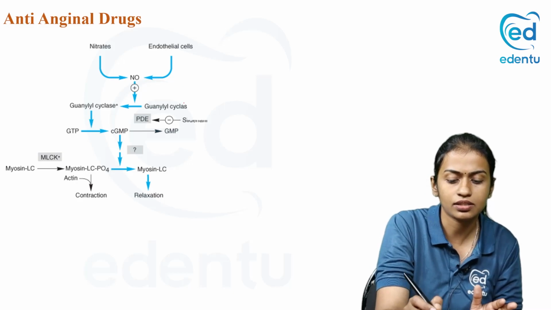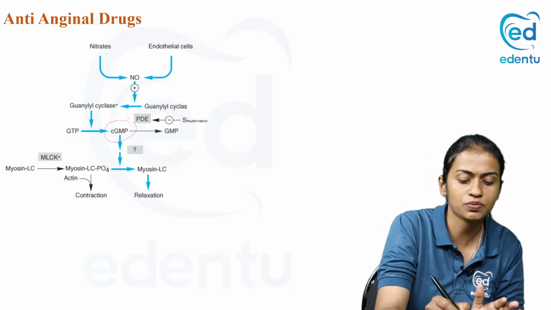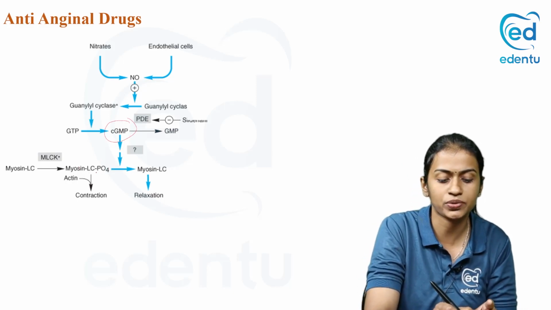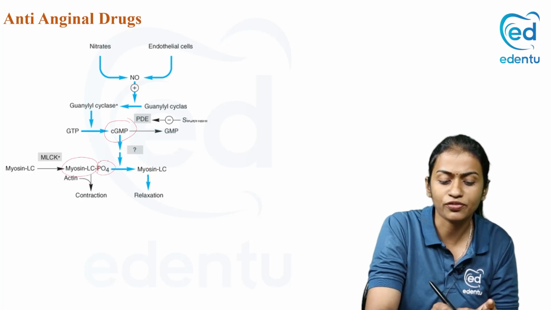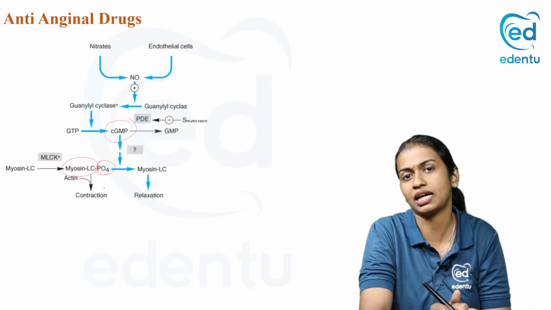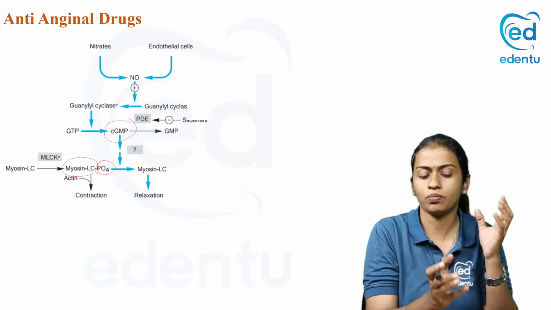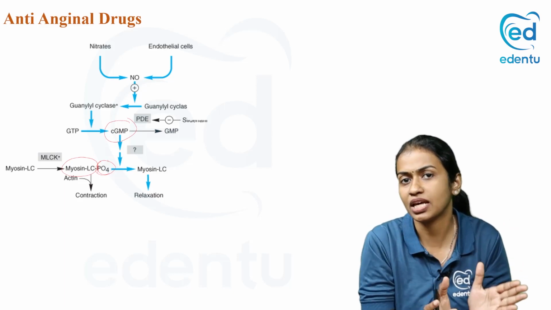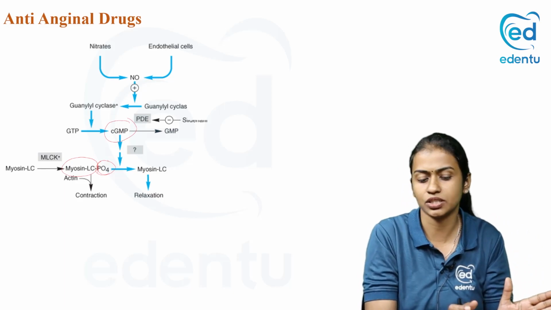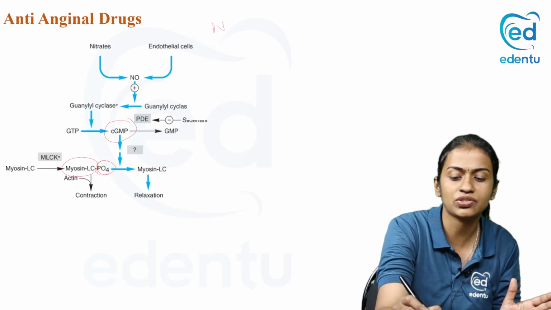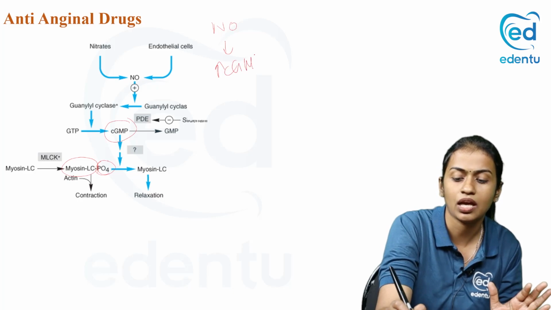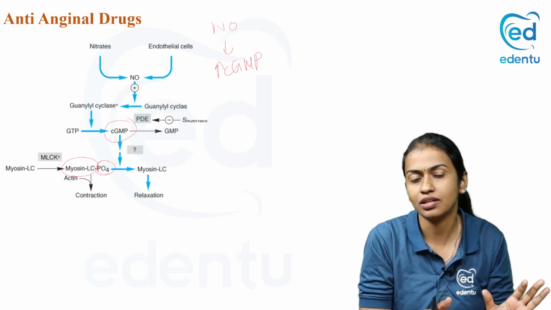Okay, you can see here guanyl cyclase, and there is increased production of cyclic GMP. What does the cyclic GMP do? It causes dephosphorylation of myosin light chain, and the phosphorylated myosin light chain is required for activation of myosin, which in turn will combine with actin and cause contraction. So by dephosphorylation, the myosin activation is inhibited, and myosin-actin coupling is not happening. That results in smooth muscle relaxation. So basically you should remember nitrates release nitric oxide, which in turn stimulates guanyl cyclase, increases the cyclic GMP and causes smooth muscle relaxation.